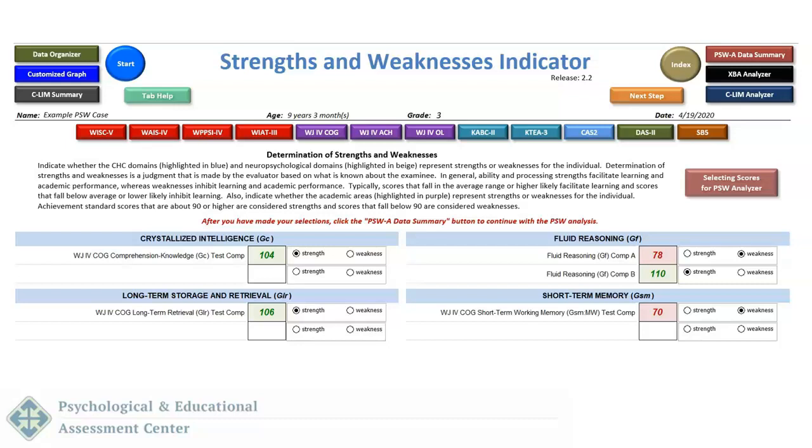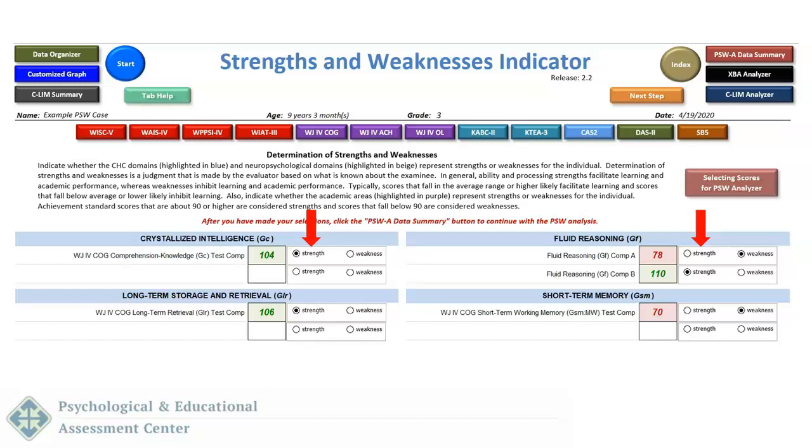This is where the examiner analyzes their cohesive composite scores for all 7 CHC broad domains and determines if each score is a strength or a weakness. Here, you only see 4 of the CHC broad domains, but the examiner would have access to all 7 domains in their program. If the examiner determines that a score is a strength, they select the Strength button, the score turns green, and the XBAS program uses that score to help calculate the individual's cognitive potential.